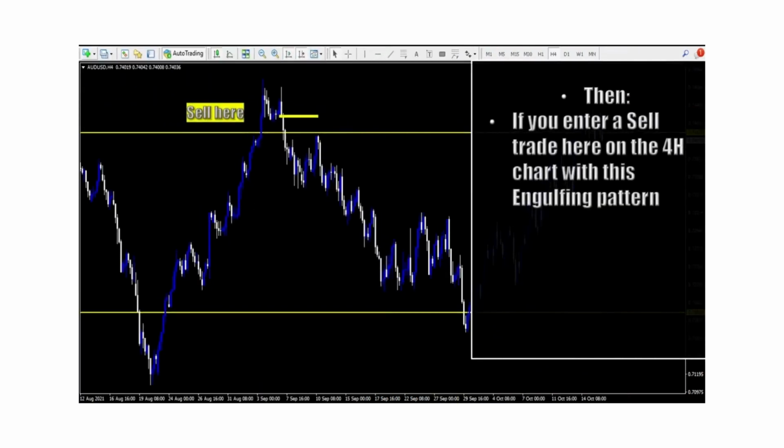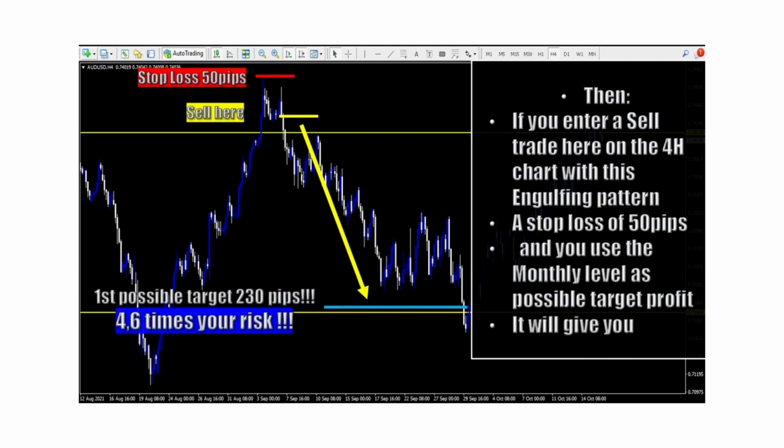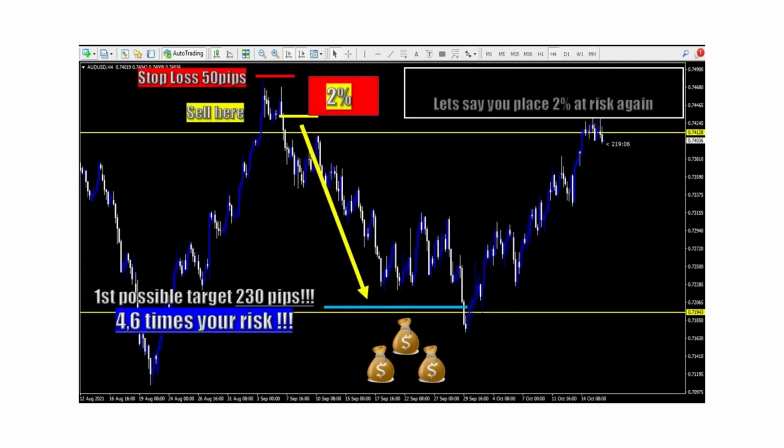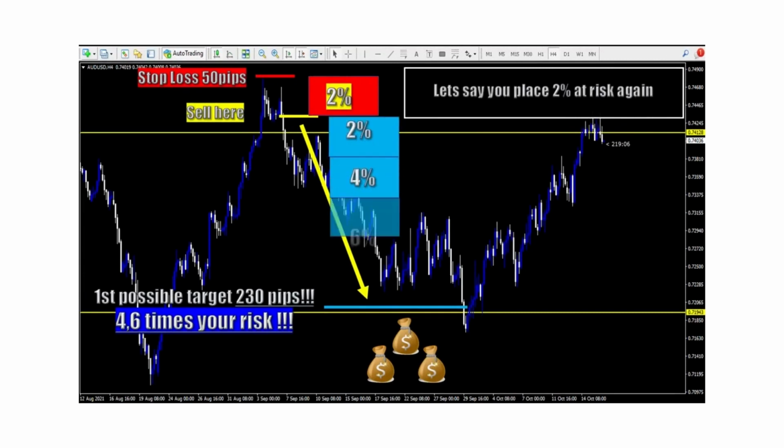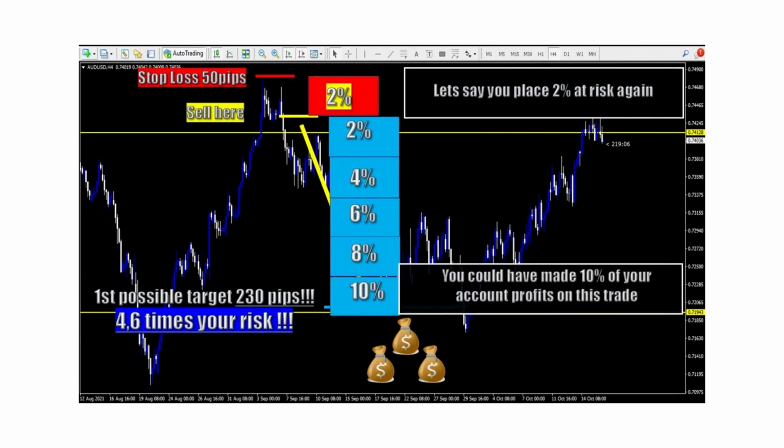Then, if you enter a sell trade here on the forward chart with this engulfing pattern, a stop loss of 50 pips, and you use the monthly level as a possible target profit, the distance between your entry and the target is 230 pips. It is more than 4 times your risk. That's a lot of money. And if you place 2% at risk on this trade, you can see that you make 2, 4, 6, 8 and around 10% of your account on this specific trade.